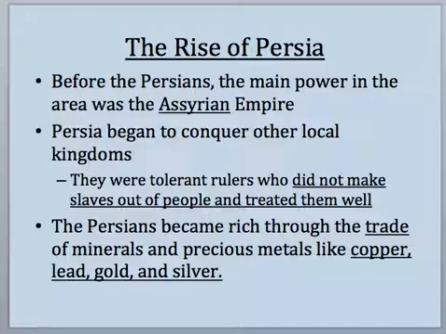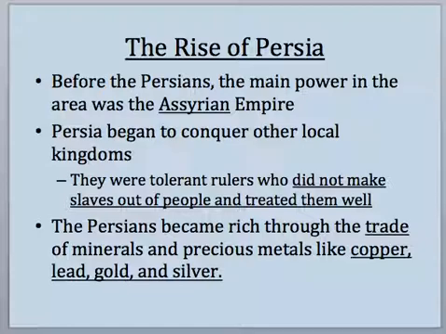So, how did Persia get so strong? Well, right before that, we know that the main power in that region was held by the Assyrians. Persia began to conquer other local kingdoms, and so it brought them in, and because it didn't force them to believe in their own particular religion, Zoroastrianism, other religions and other cultures were more willing to become a part of the Persian Empire.